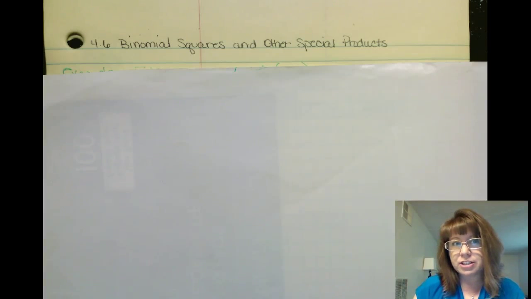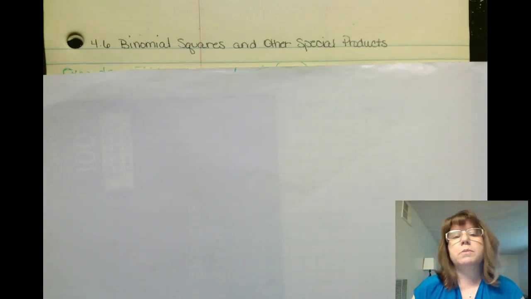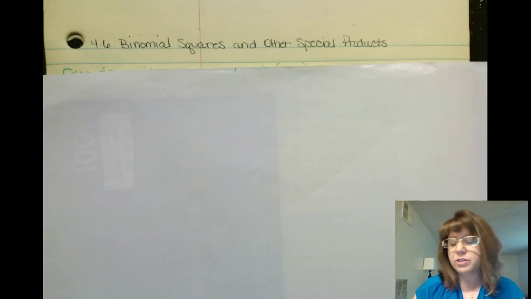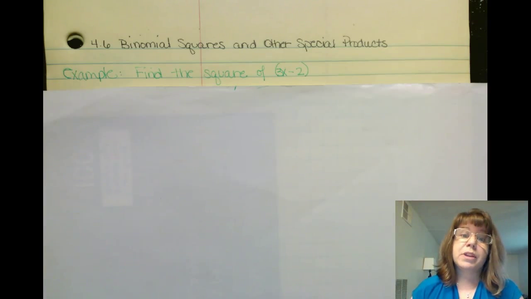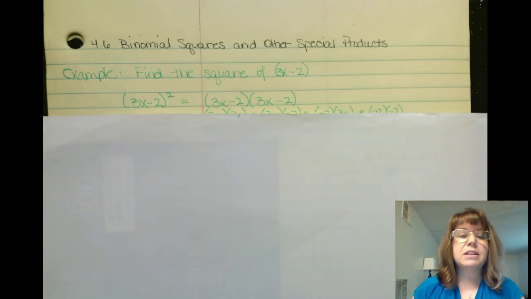In previous lectures, we've chatted about polynomials multiplied by polynomials and our FOIL method. And we can use that here for our binomial squares. So let's take an example. Find the square of 3x minus 2. The square of 3x minus 2 is going to be 3x minus 2, that quantity times the quantity 3x minus 2.